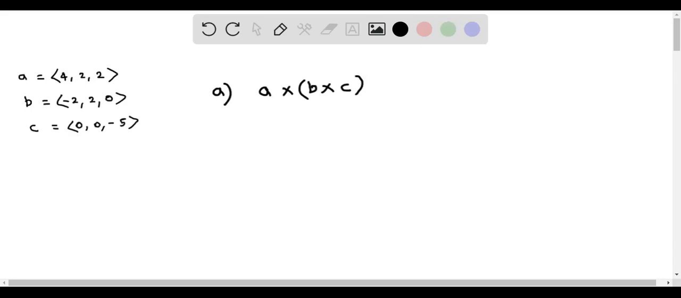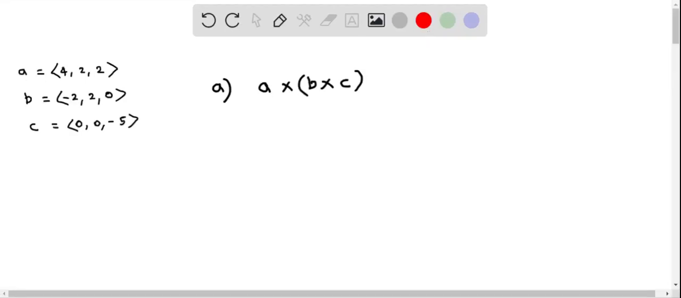In part A, we have to find A cross B cross C. That is, we have to first find B cross C, and then we have to find A cross the result of the B cross C. So first, let's determine the B cross C.